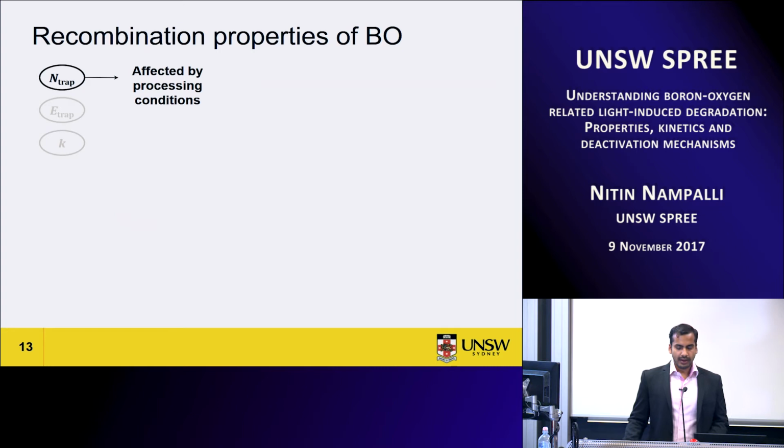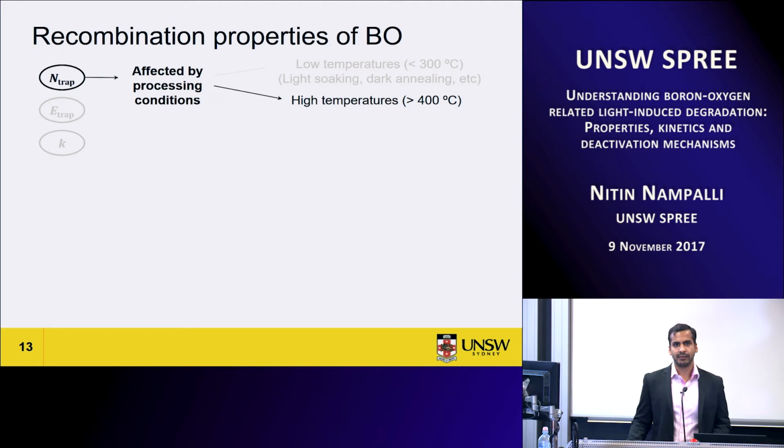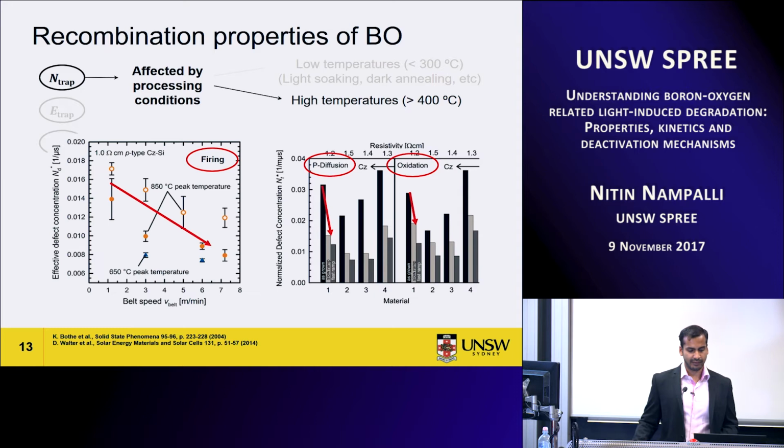So importantly, the trap density is not fixed, and the amount of active traps you have can be highly sensitive to processing conditions. We've already seen light soaking or dark annealing affects the trap density. But so do high temperature processes, so I'm talking about something above 400 or 500 degrees. You can see that phosphorus diffusion or oxidation, typical steps that you use in solar cell fabrication, can cause a change in the defect density of boron oxygen. And so can firing, which is also an important step in solar cell fabrication.